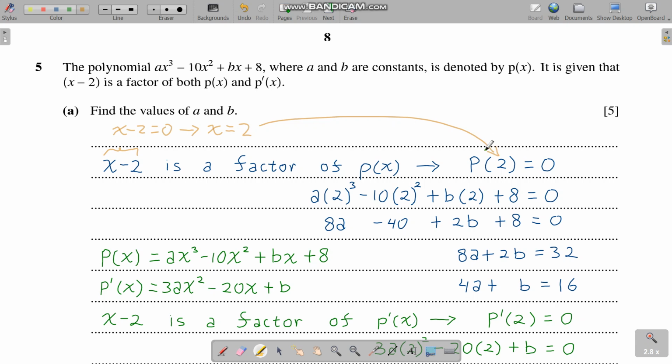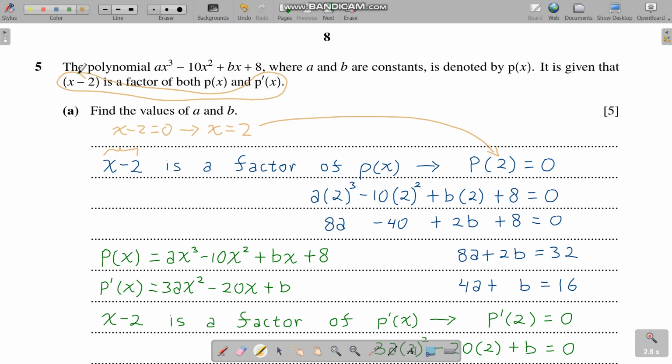So p of 2 means we replace the x in the polynomial with 2, just like this, and you can simplify. This is 8a, this is minus 40, and this is 2b, and then you can simplify. This is minus 32, move to the right, plus 32. We have the first equation in two variables. We can divide by 2 to simplify.